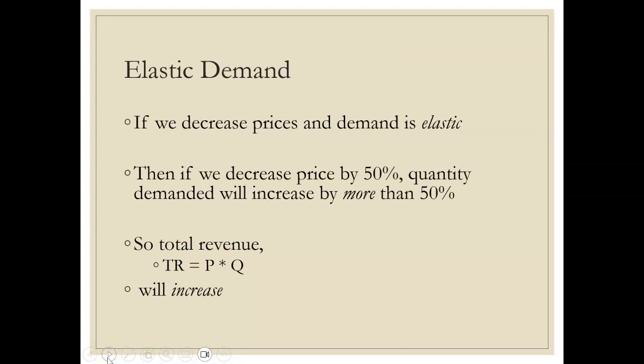But what if we had elastic demand? That means that the percent change in quantity demanded will be greater than the percent change in price. So if we decrease prices by 50%, quantity demanded will increase by more than 50%. Plug that into our revenue equation again. P goes down by 50%, but Q goes up by more than 50%. So their product increases. Total revenue increases.